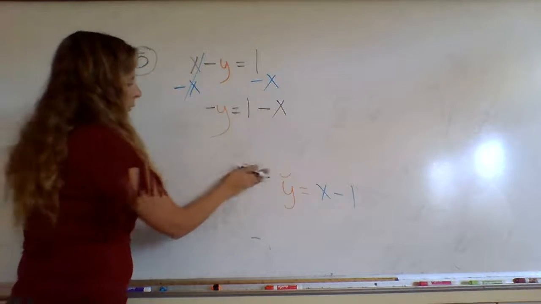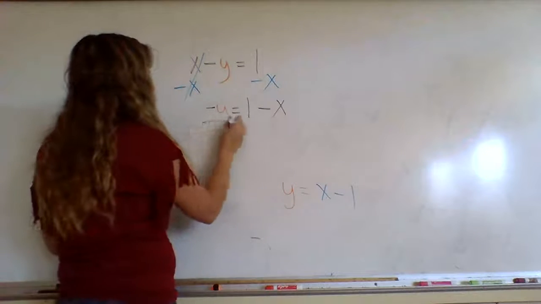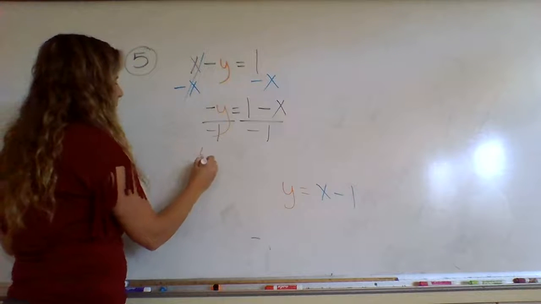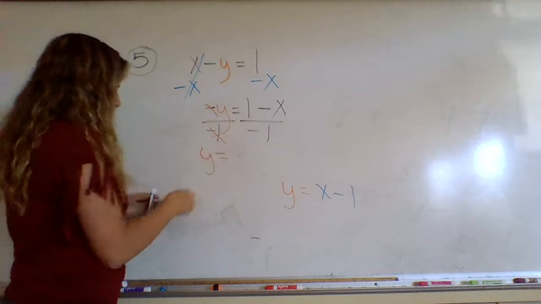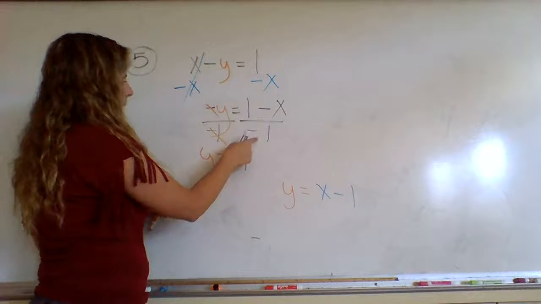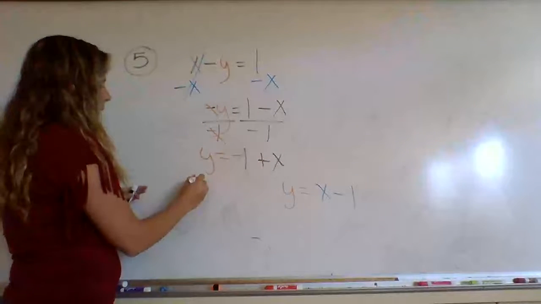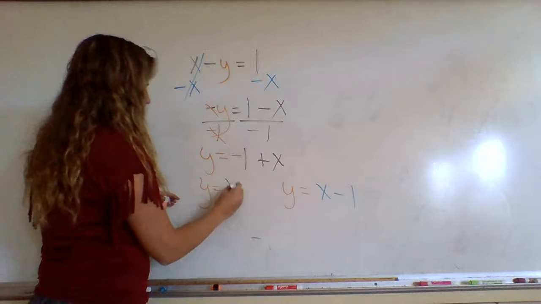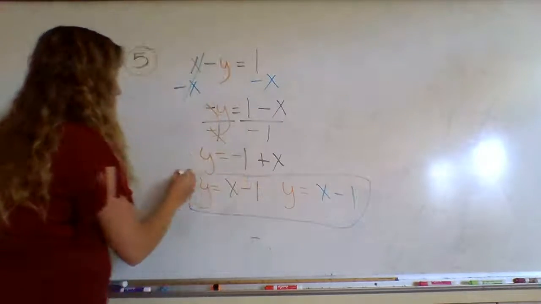You have to get rid of the negative. So divide by negative 1. Divide everything by negative 1. That'll give you y. These cancel out. So you're just left with y equals 1 divided by negative 1 is negative 1. And negative x divided by negative 1 is positive x. Okay. Then once again, just rewrite it. Y equals x minus 1. So those are the two equations you have in slope-intercept form.